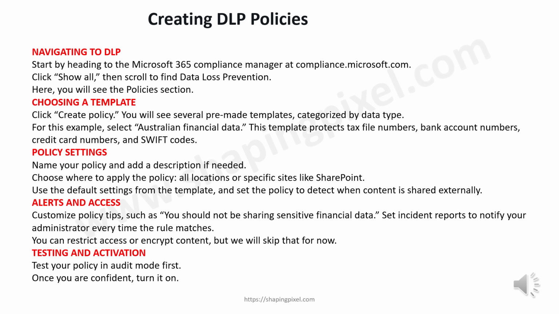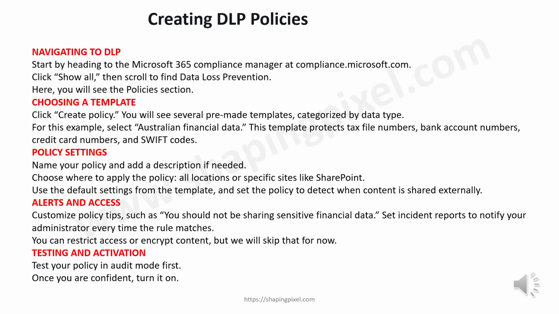Click Create Policy. You will see several pre-made templates, categorized by data type. For this example, select Australian financial data. This template protects tax file numbers, bank account numbers, credit card numbers, and SWIFT codes. Name your policy and add a description if needed. Choose where to apply the policy, all locations or specific sites like SharePoint.